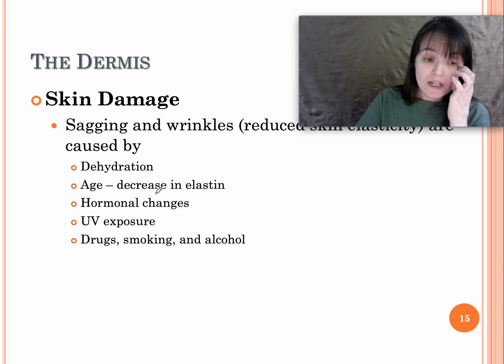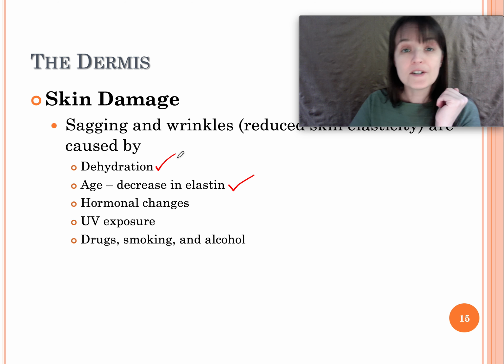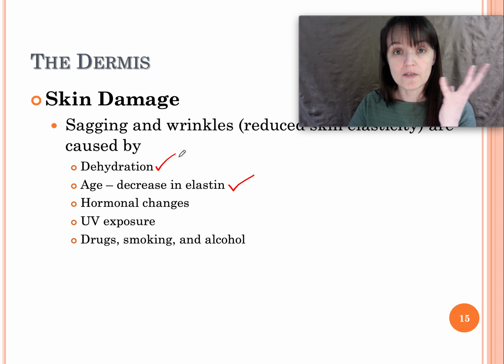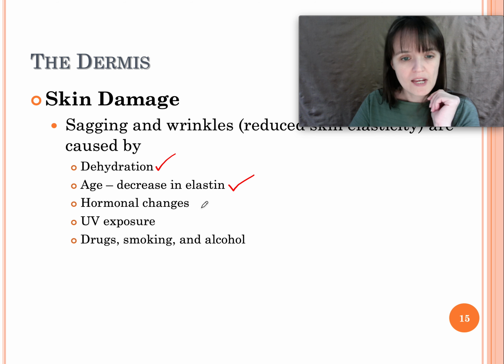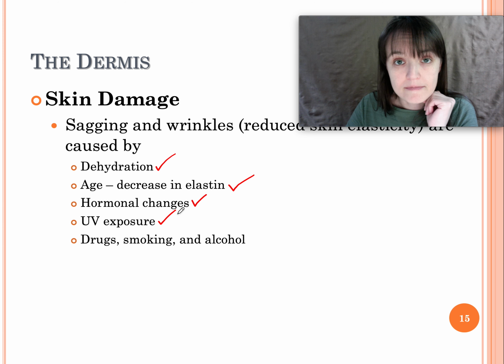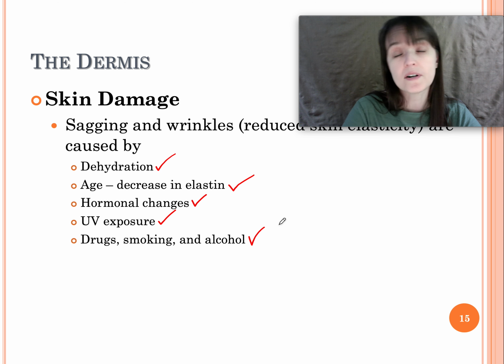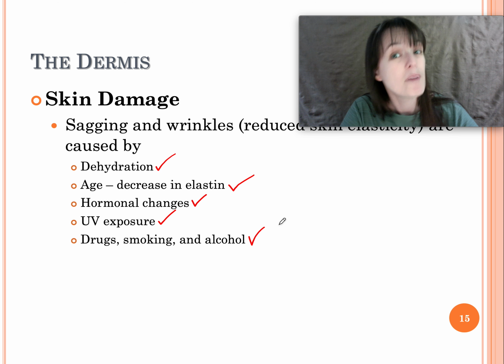Well, age, because you have a decrease of elastin with age. Dehydration, because when you don't have enough water... hormonal changes by the month. UV exposure, tanning gives you wrinkles. And drugs, smoking, and alcohol show up on your skin in a bad way.